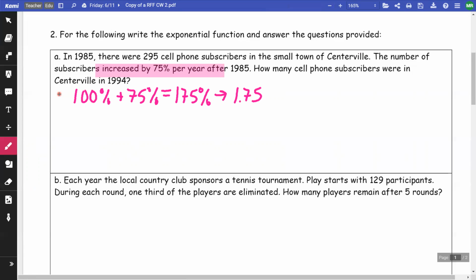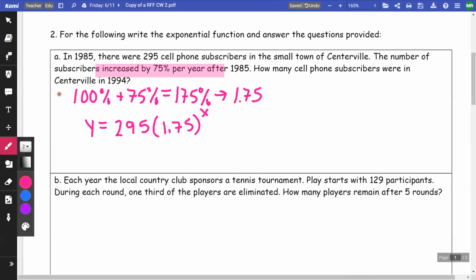Remember, if it's increasing, you should be multiplying by something bigger than 1. So you're going to be adding it on to 100. If it was decreasing, you would have taken 100 minus that percent. Okay, so now I am going to get y is equal to my a, which is the start, 295, times my multiplier, which is 1.75 to the power x, x being number of years.